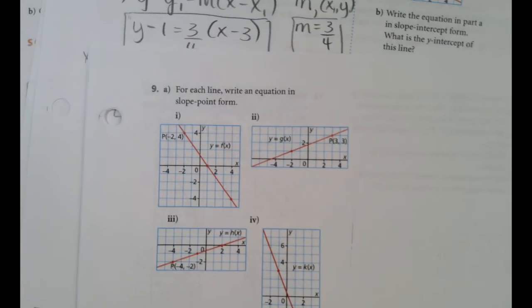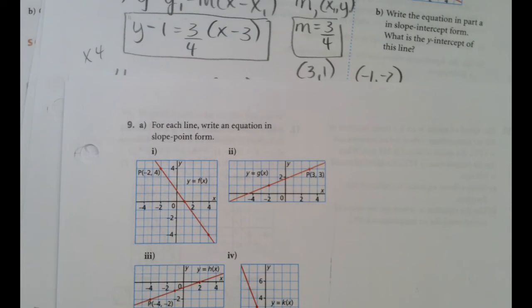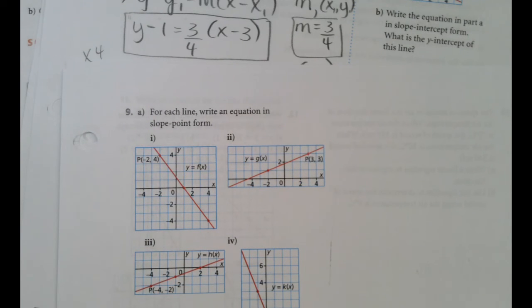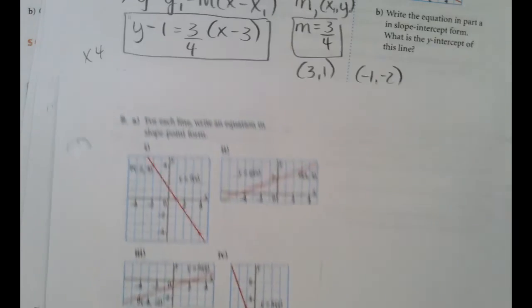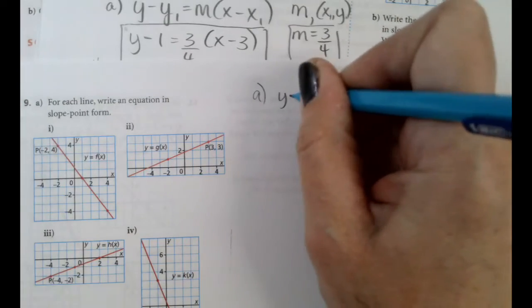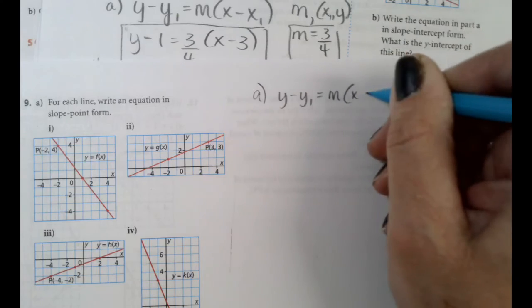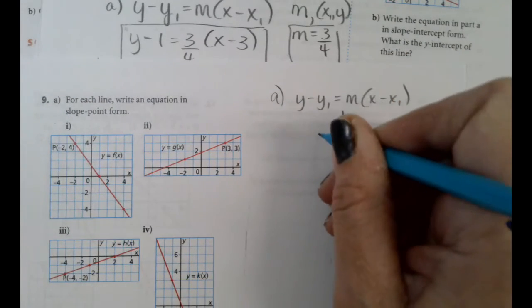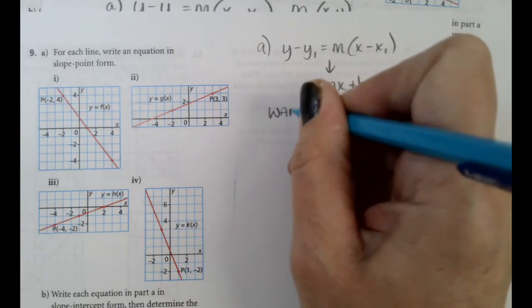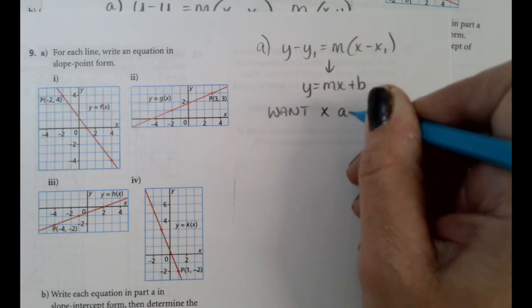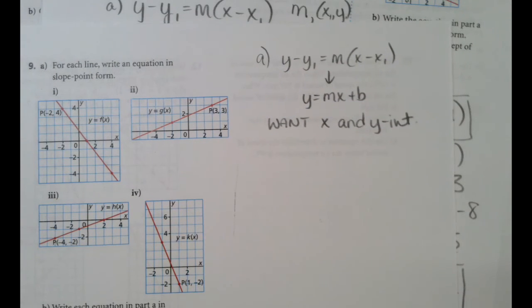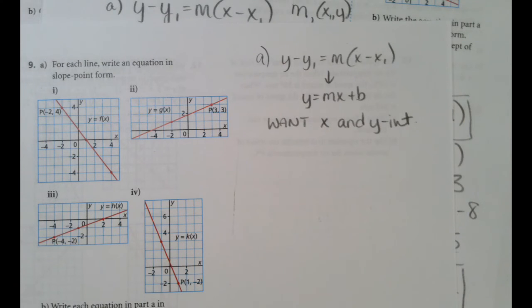Second page, you're just graphing these little babies. Okay? For each equation, write an equation in slope point form. So this page here, number 9, they're asking you to first write it in this form here. Then they ask you to change it to this form. And then they want the x and y intercepts. I may not have given you enough room for this. I had to write very small to get mine all in.